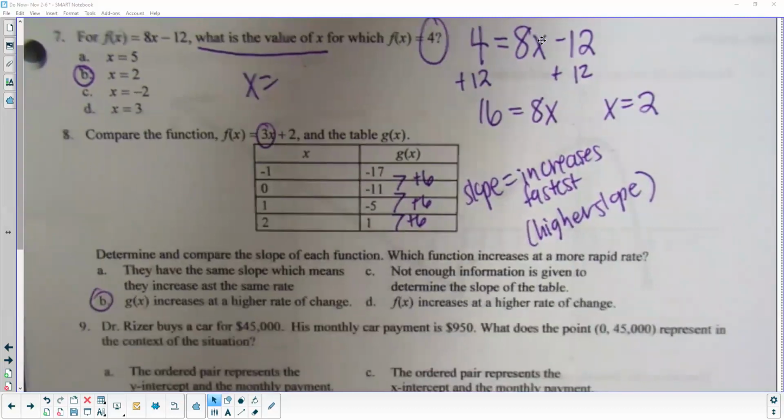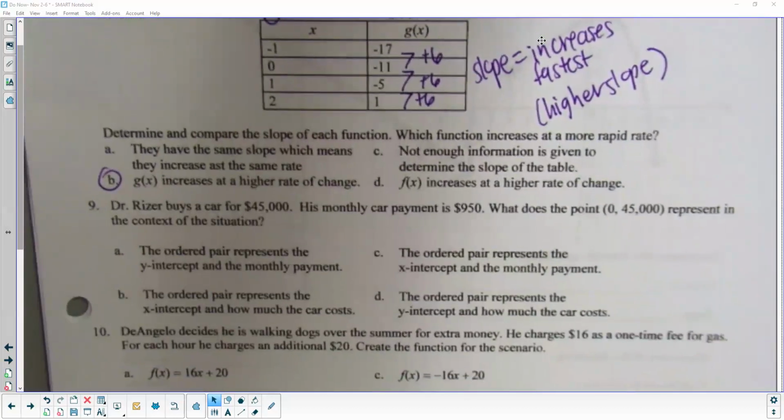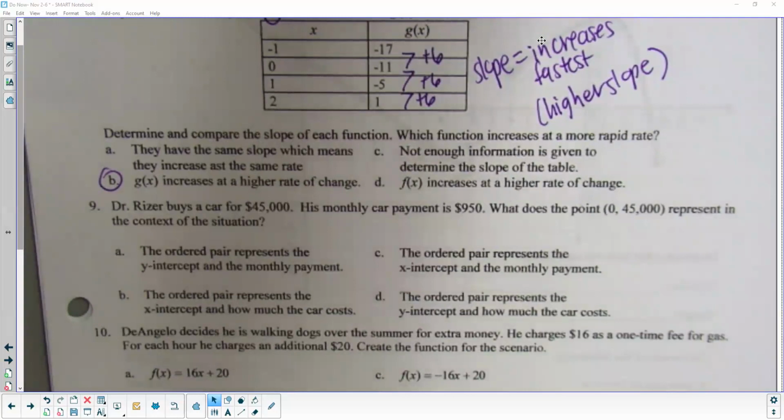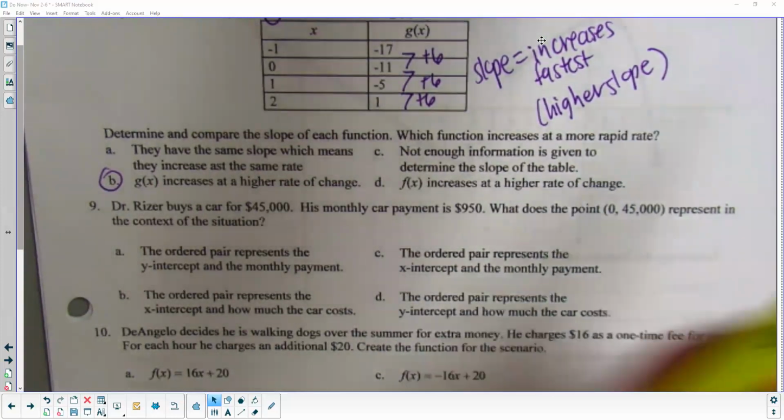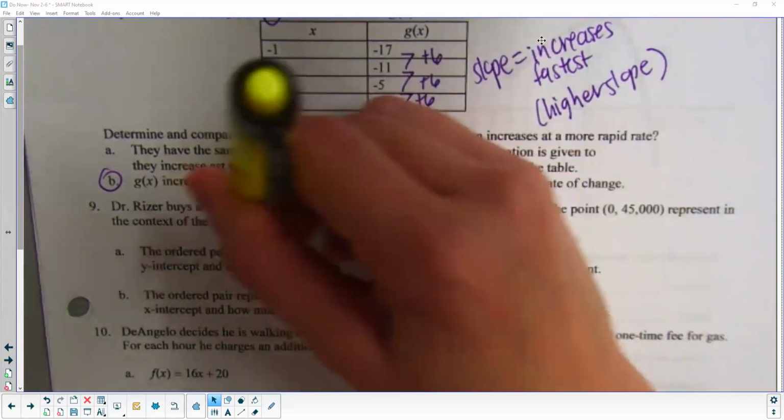Now, a lot of people miss number 9 just based on the wording, right? Don't let the words trip you up. So Dr. Reiser buys a car for $45,000. His car payment is $950. What does the point (0, 45,000) represent in this situation? Well, first of all, it represents about how much he paid for the car, right?